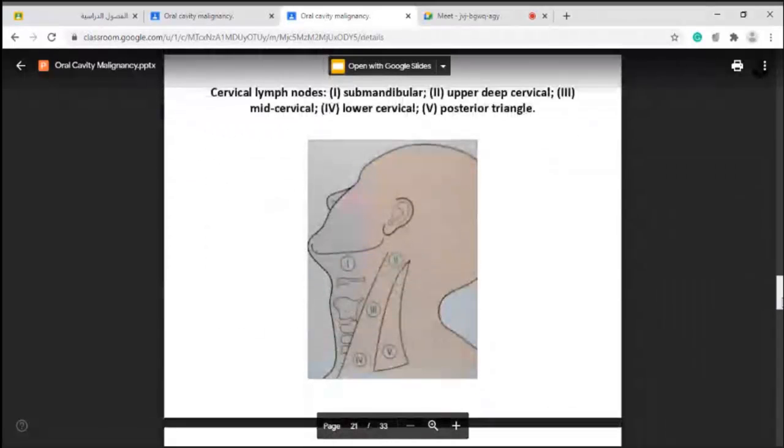This is the clear picture. واضحة الصورة طلاب؟ واضحة الصورة؟ واضحة دكتور.